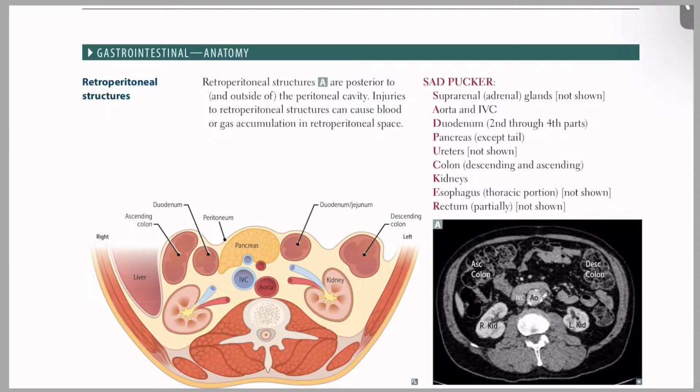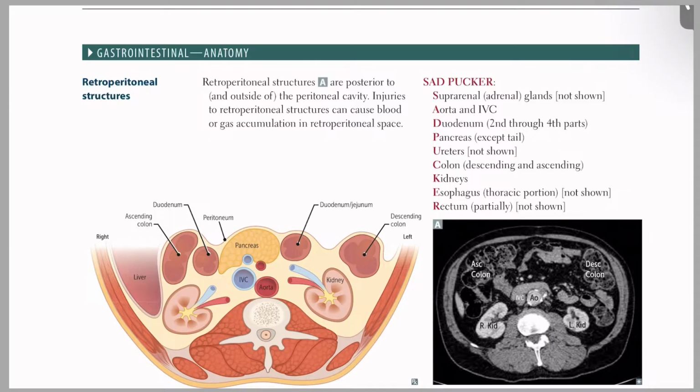Suprarenal adrenal glands, not shown. Aorta and IVC. Duodenum, second through fourth parts. Pancreas except tail. Ureters, not shown. Colon, descending and ascending. Kidneys. Esophagus, thoracic portion, not shown. Rectum, partially, not shown.